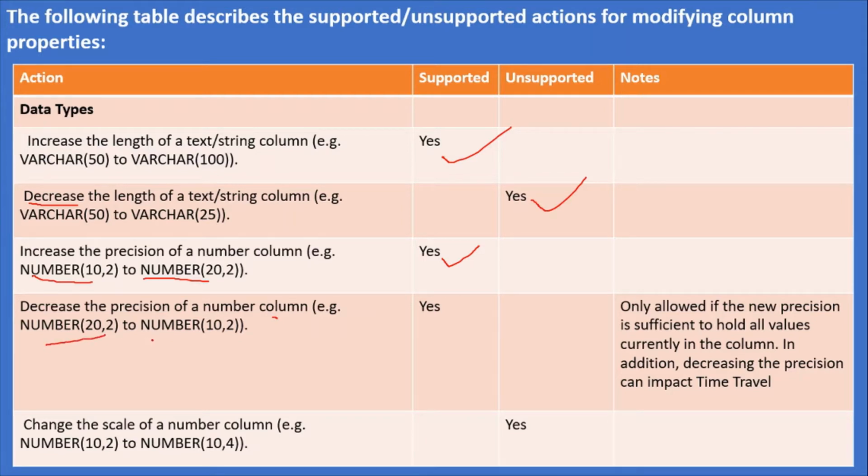Decrease the precision of a number column, number 20,2 to number 10,2. Yes, only allowed if the new precision is sufficient to hold the values currently in the column. In addition, decreasing the precision can impact time travel. Please note that we need to consider these two things while decreasing the precision of a number column. Change the scale of a number column, for example number 10 comma 2 to number 10 comma 4. Here there is a change in the scale, so that is not allowed, that means unsupported.